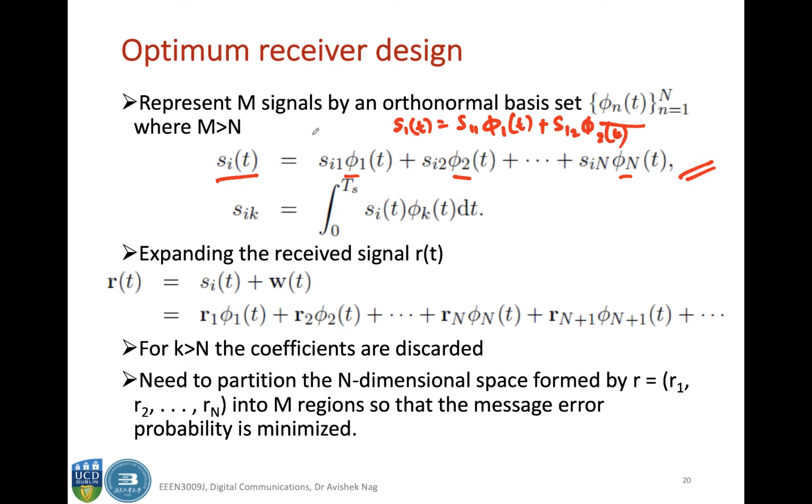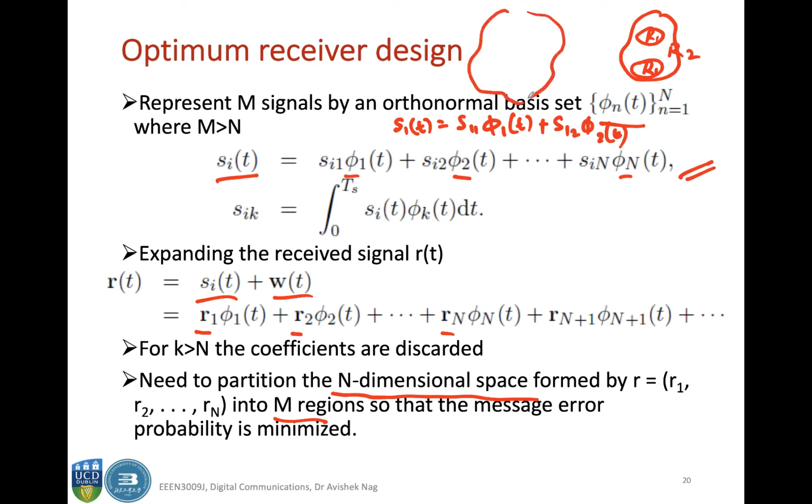So if you have M signals and N basis functions, then you can represent all the M signals in terms of the basis functions, and then the received signal will be the ith signal plus the noise, and then you have the components of the received signal r1, r2, rN, etc. And in this case you need to partition the signal space, the N dimensional space, into M regions. So earlier in case of binary, you were partitioning the two dimensional space of r1 and r2 into two regions. Okay, in case of your QPSK, you were partitioning into four regions. So R1, R2, R3, and this one would be R4.